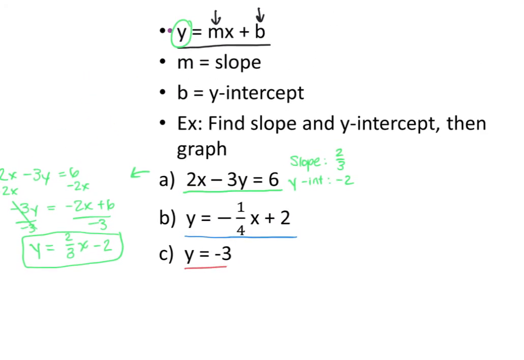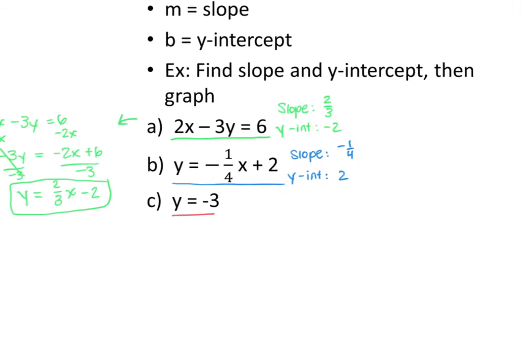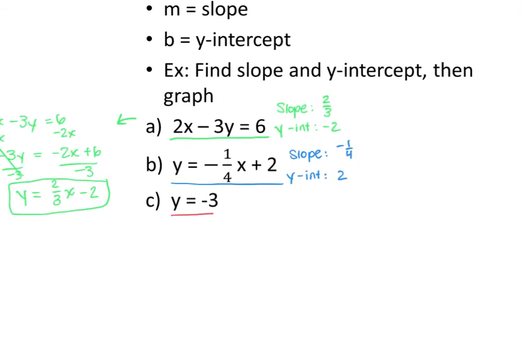Okay, let's do the blue one. The blue is already in slope-intercept form, so that's awesome. All we have to do is recognize what the slope is and what the y-intercept is. So the slope in this case is negative 1/4, and the y-intercept is positive 2. The last line is just y equals negative 3. I don't see x in here at all, right? So in other words, the slope must be 0, and our y-intercept must be negative 3.